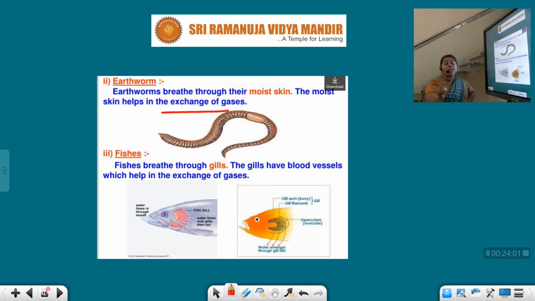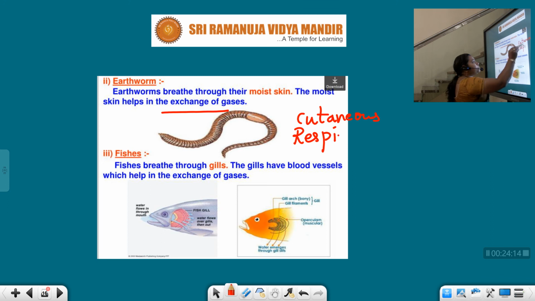If the organism performs the process of respiration with the help of skin, we call that cutaneous respiration. Very important point, note down this point. Cutaneous respiration.